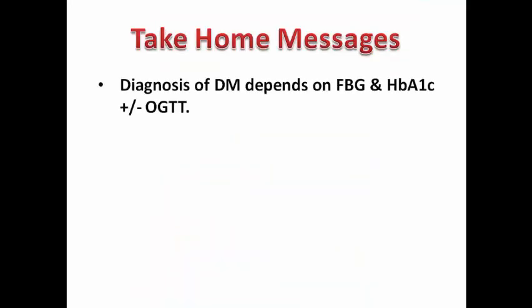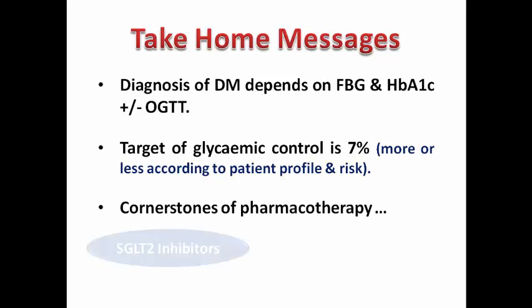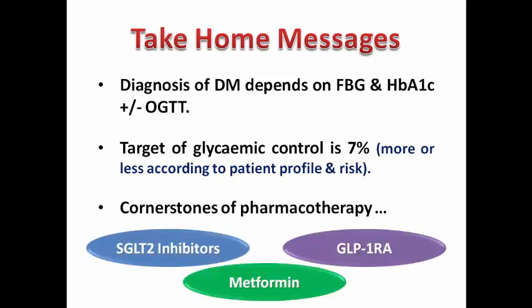So our take-home message today from this video is that diagnosis of diabetes depends mainly on fasting blood sugar and hemoglobin A1C, plus or minus oral glucose tolerance test in specific situations. Target glycemic control is 7% in general, more or less according to the patient's profile and risk. And the cornerstones of pharmacotherapy are SGLT2 inhibitors and GLP-1 agonists, especially in high-risk or very high-risk patients, and metformin, one of the classic medications that is still a cornerstone in pharmacotherapy.